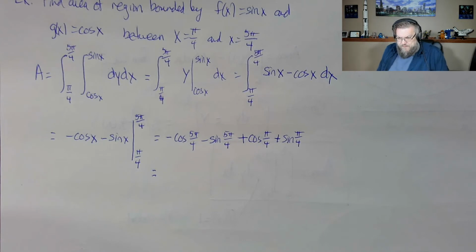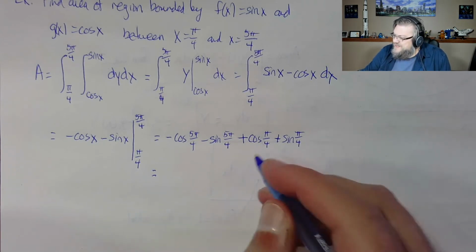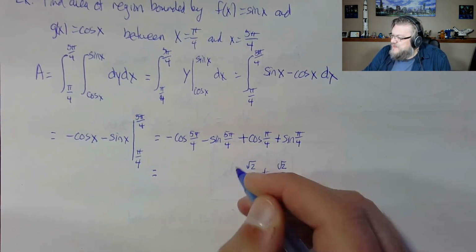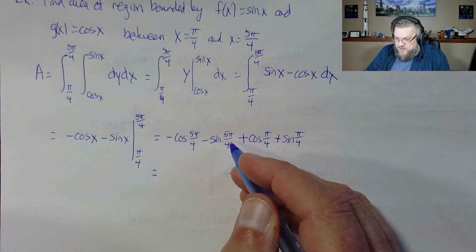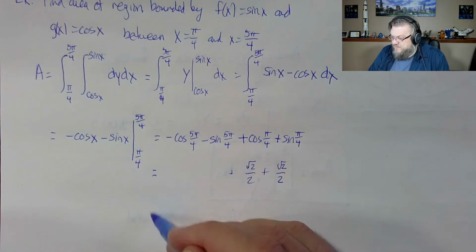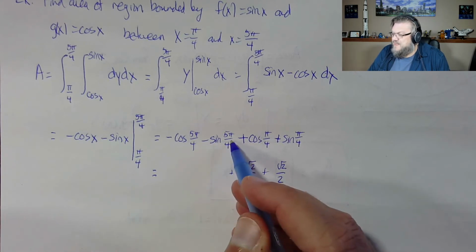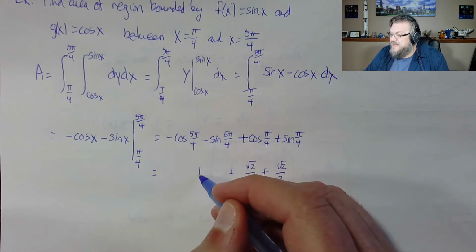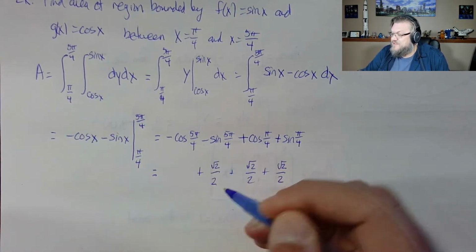So let's see, pi over 4, sine and cosine of pi over 4 is both root 2 over 2. So this is going to be root 2 over 2 plus root 2 over 2. 5 pi over 4, that's going to be in the third quadrant, right? And so sine of that is going to be root 2 over 2, but negative, right? So that's going to be minus a minus. So that's plus root 2 over 2.